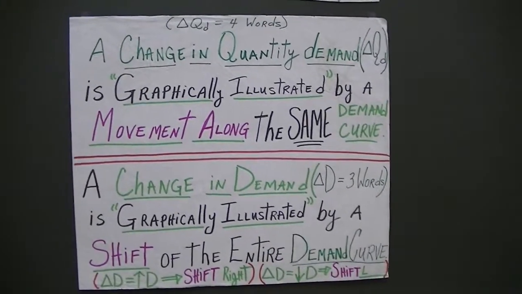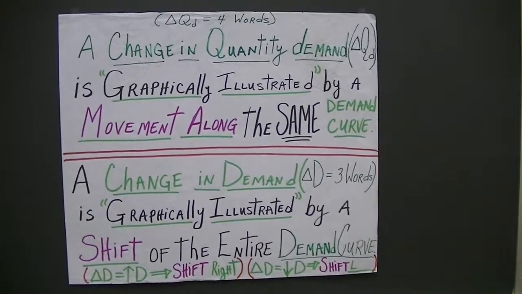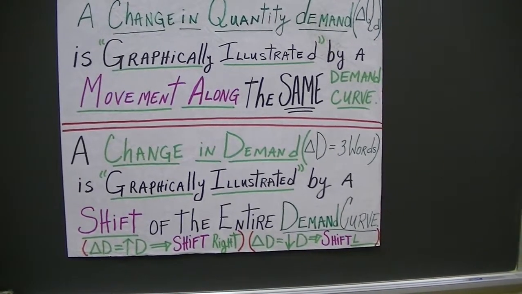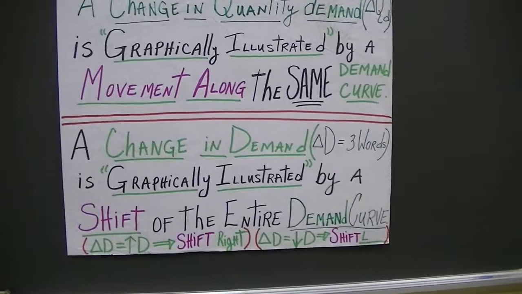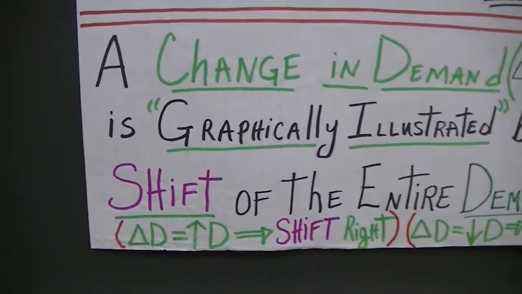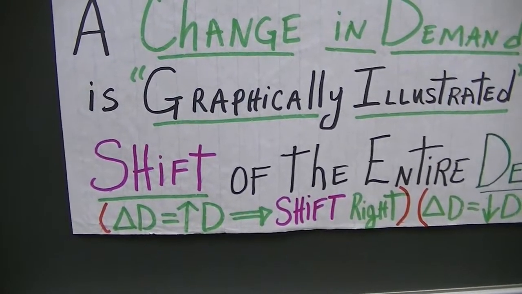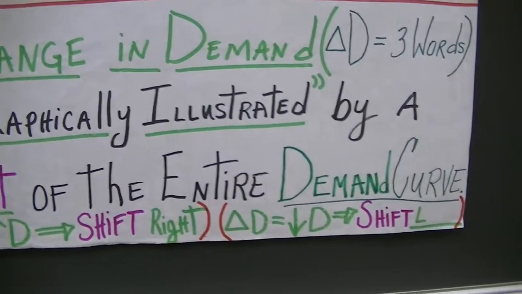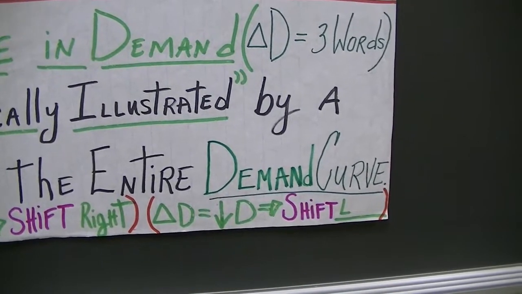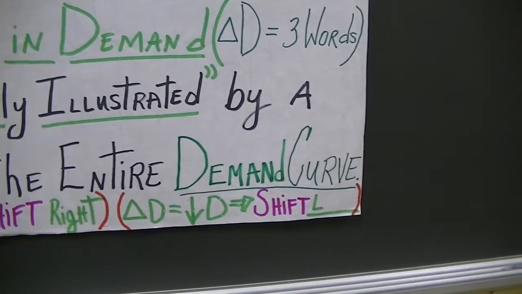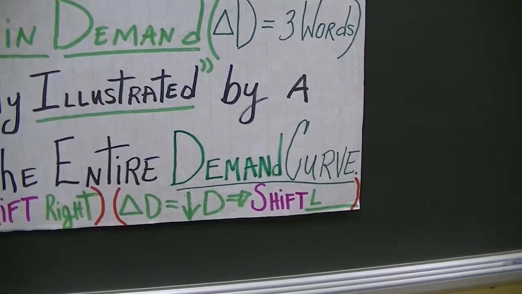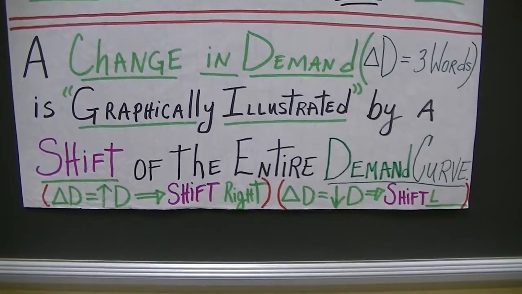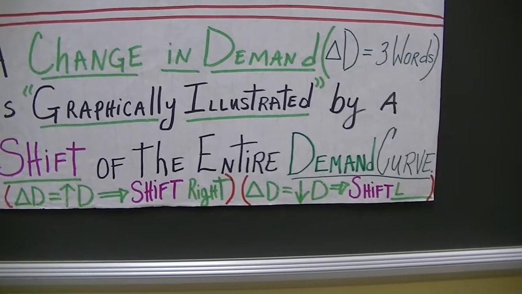In the next video, not today's video, a change in demand is going to be graphically illustrated by a shift of the entire demand curve. If we had a change in demand such that there was an increase, we would shift the demand curve to the right. So you guys fill this one in for me. If you have a change in demand such that there's a decrease in demand, that would be a shift to the L word, left. There you go. So shift right for the increase, shift left for the decrease.